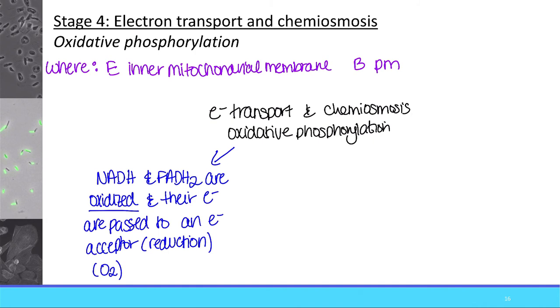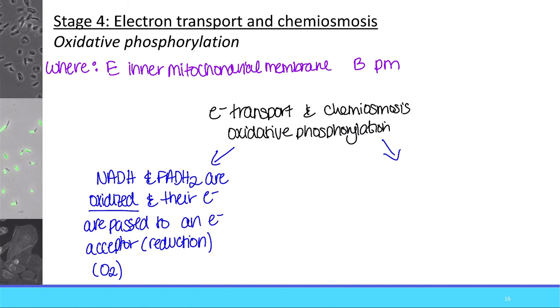So the idea of electron transport and oxidative comes from NADH and FADH2 being oxidized. Because they're essentially from stages 1 and 3, they're carrying those electrons so we can use them in stage 4. So they're electron carriers. We take those electrons and we pass them through an electron transport chain, and then we pass them on to a final electron acceptor in the form of a reduction step, which in the case of aerobic respiration is oxygen. Now let's take a look at the right side.